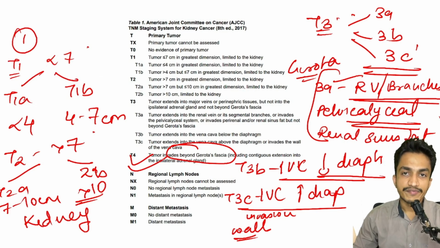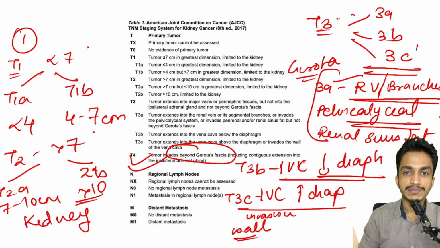So, less than 7 centimeters is T1, 7 to 10 centimeters is T2A, greater than 10 centimeters is T2B. If it is invading into either the renal vein or branches, pelvicalyceal system or the perirenal fat, but not invading beyond the Gerota's fascia, that is T3A. If it is invading into the IVC but below the diaphragm, T3B. Above the diaphragm, or the wall of the IVC, T3C. And if it is invading beyond the Gerota's fascia, that is T4. With or without lymph node involvement, that is N0 or N1, and with or without metastasis, M0 or M1.